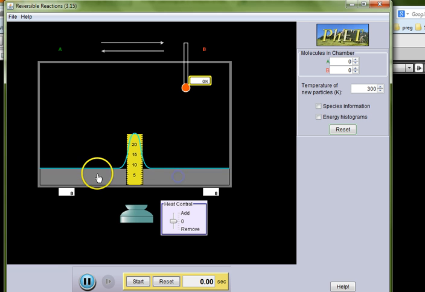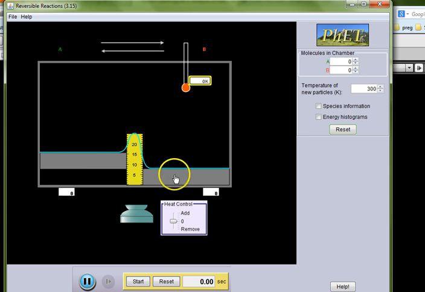And if you change it like this, if reactants are at higher energy than products, this much energy will be released, and that is going to be your exothermic reaction.